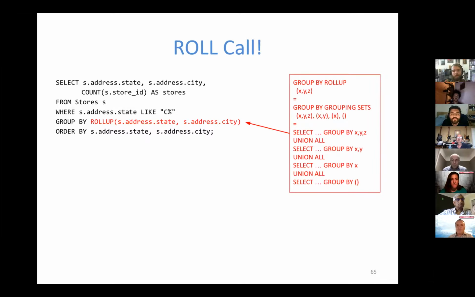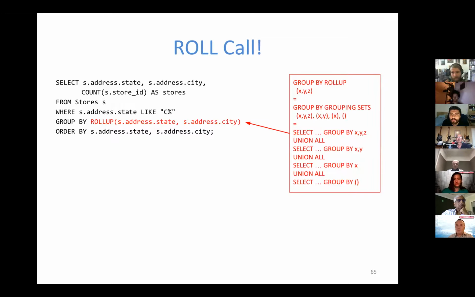One way of implementing this would be to have a union all over 3 subqueries. The first subquery would group by state and city, the second would group by state, and the third one would just do select count star over the whole data set. That would work, but requires a lot of code duplication. With grouping sets, we have a better way. We can simply use a rollup modifier in the group by clause.